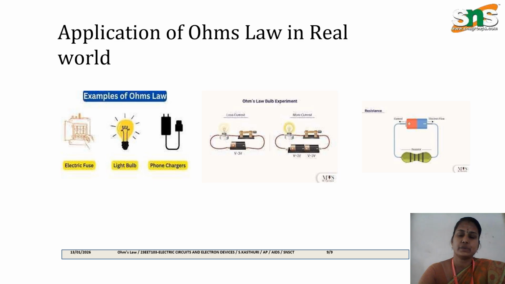So Ohm's law is used everywhere. In mobile chargers, it is used for current limiting, and in LED circuits, it is used for resistor selection. In electric heaters, it is used in power calculations, and in automobile wiring, it is used for wire thickness selection. And in power supplies, it is used in voltage regulators.